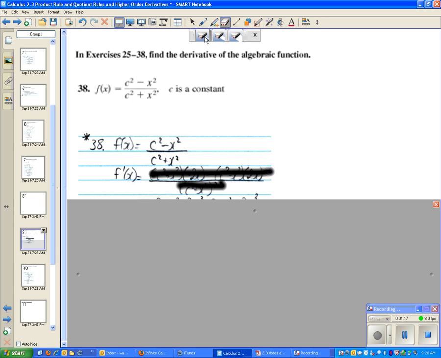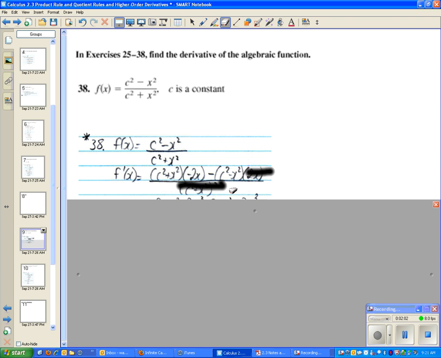So f prime of x equals the top, c squared plus x squared, times the derivative of the bottom. And here's where you got to be careful with the c squared. The derivative of c squared is not 2c, because c is a constant. Therefore, c squared is a constant, and the derivative of a constant is 0. It's tricky the first time you see it. Can't be tricky after that. Okay? And then the derivative of x squared is negative 2x. I forgot the negative sign. Negative 2x. Minus the bottom.